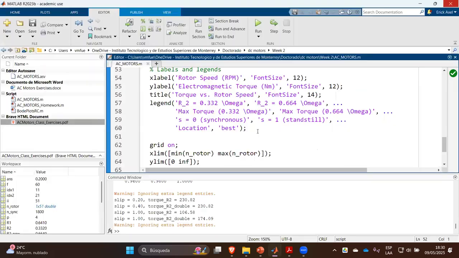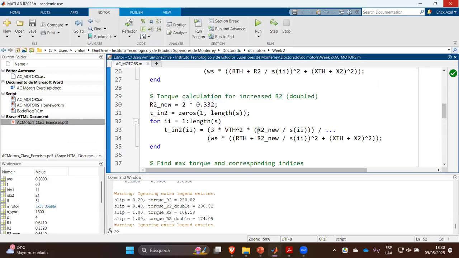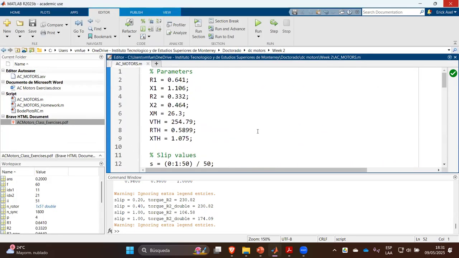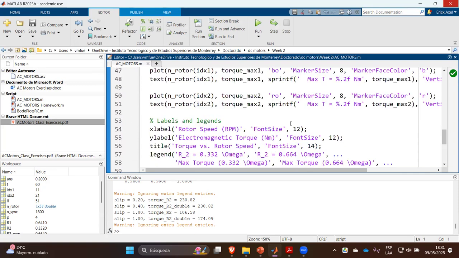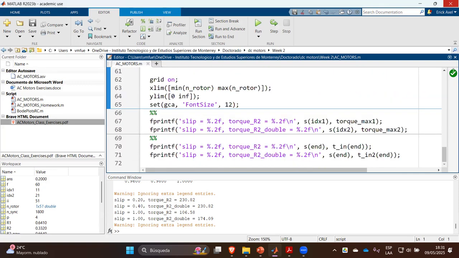So I will share with you this code in MATLAB to plot this speed and torque curve. The only thing that you need to take into account is to change these parameters, but you can use this code as a reference for your homeworks.